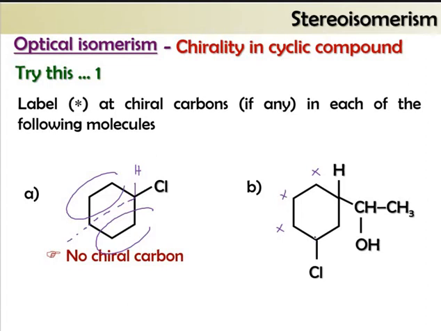And then di sini ada tak chiral carbon, kita keluarkan satu hydrogen. Kita keluarkan satu hydrogen di sini. So dia ada 2 yang berbeza. Lepas tu kita bahagikan dia separuh.